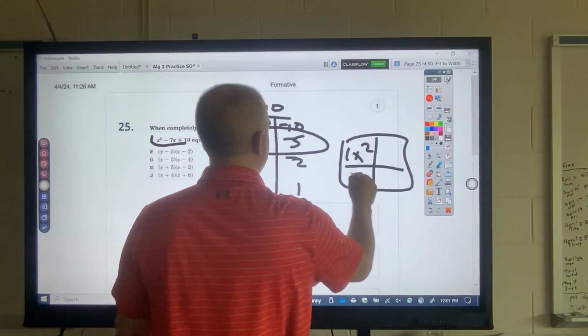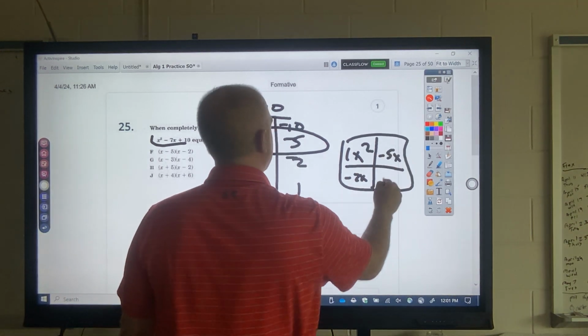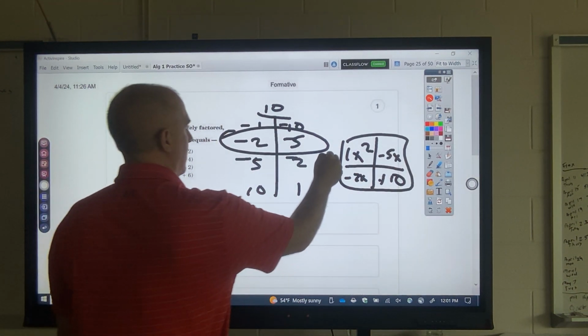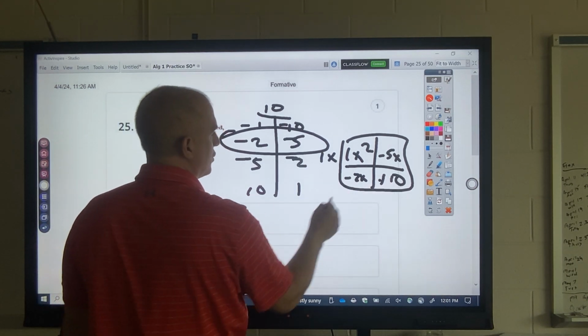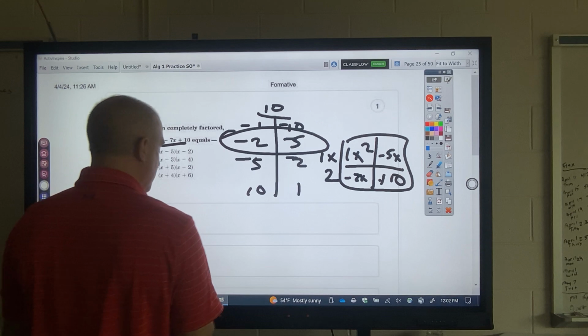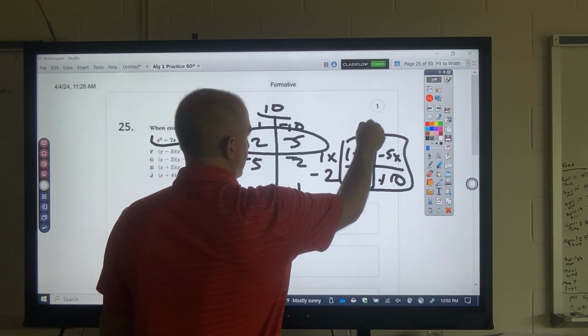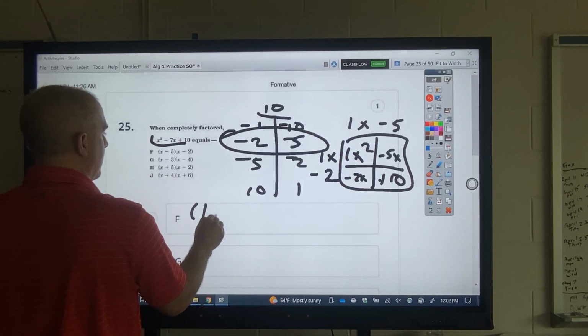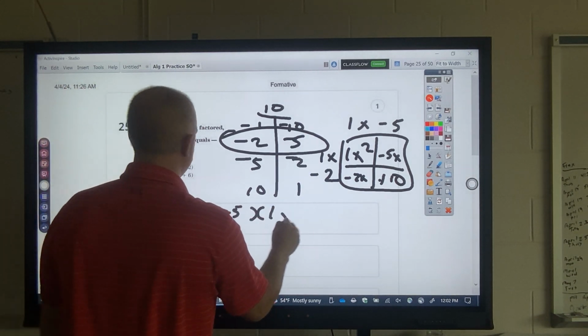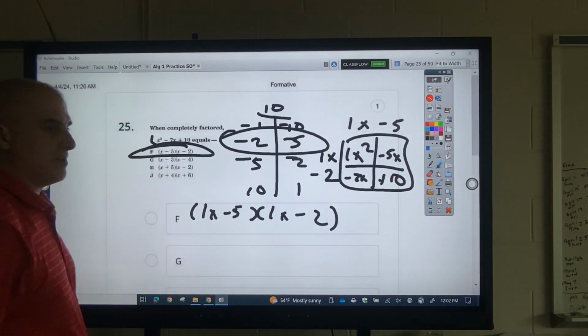So 1x squared minus 2x minus 5x plus 10. I got x, okay, 1x. Biggest number that goes into 2 and 10 would be 2. If you want to use the GCD button, you can. That's a minus. X and 1. Biggest number that goes in there is 5. So I got 1x minus 5, 1x minus 2, and that's going to be that one.